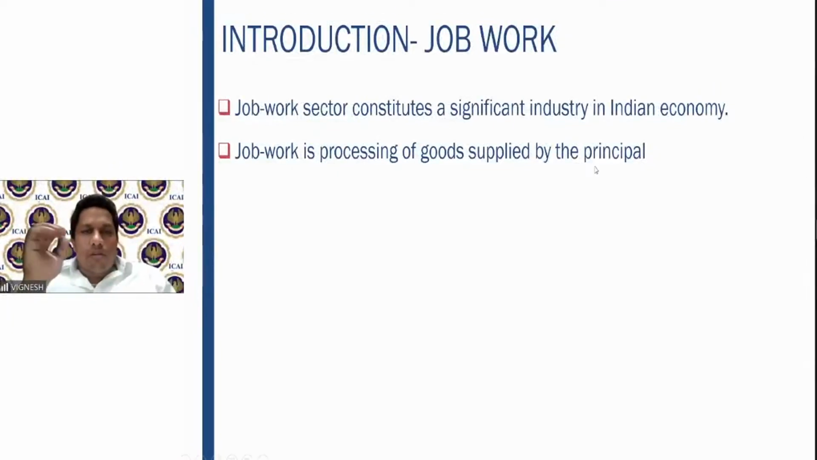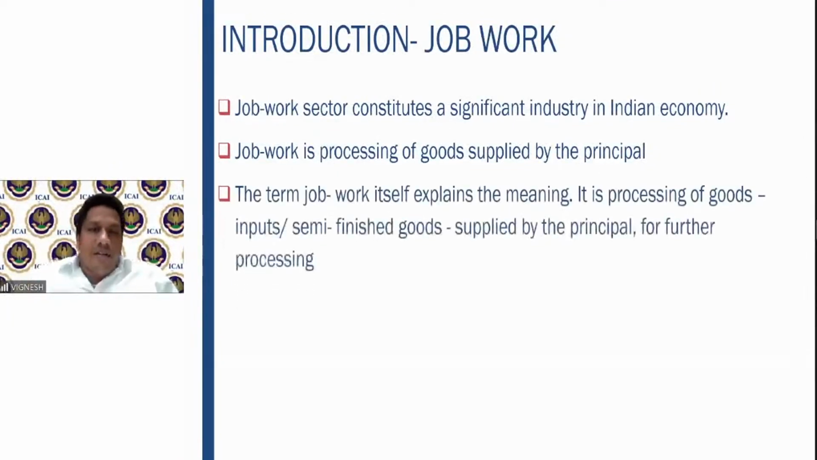So the job work sector constitutes a significant industry in the Indian economy. Many of the direct manufacturers always look at outsourcing some part of the process, some part of the treatment, to the job worker, because it is more convenient. The manufacturer cannot manufacture each and everything. He has to keep in mind whether it is lucrative for him to manufacture everything, or whether it is cost effective for him to send it to job work.